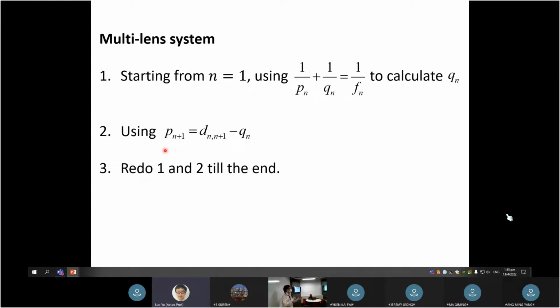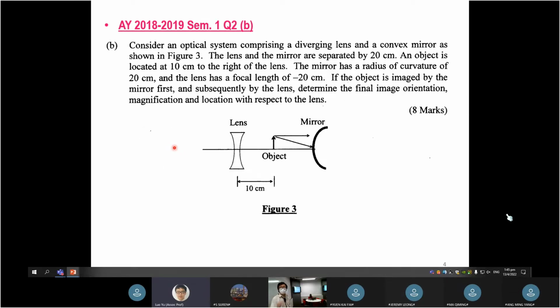So always follow this procedure, and you can forget about what the object or image is in the intermediate step. You directly follow the method here, and you can get to the end. Okay, so always apply this procedure. Now I will show you 2 examples of how to apply this kind of method.